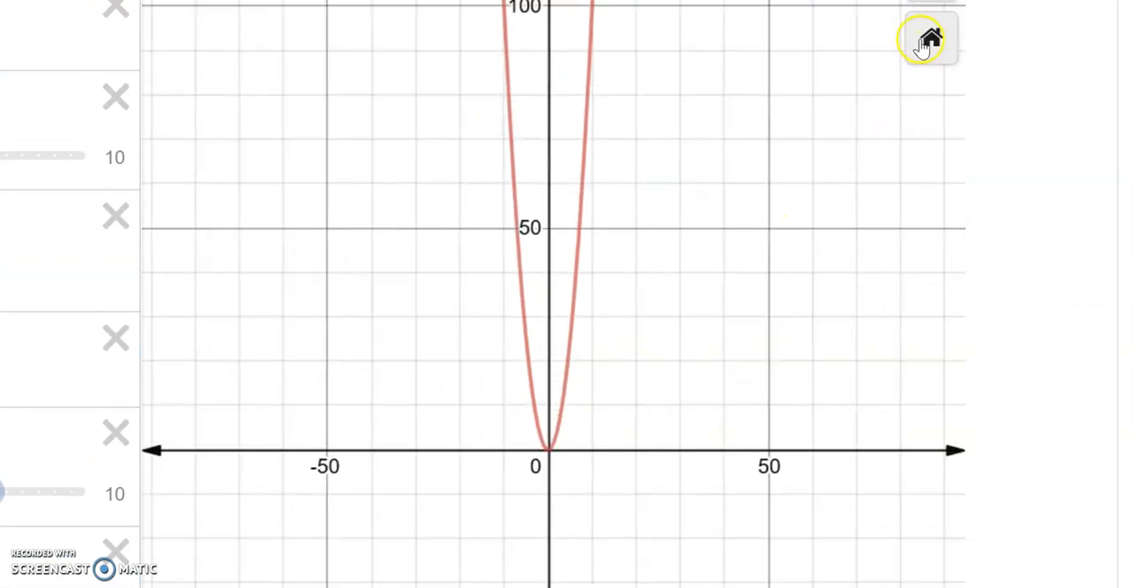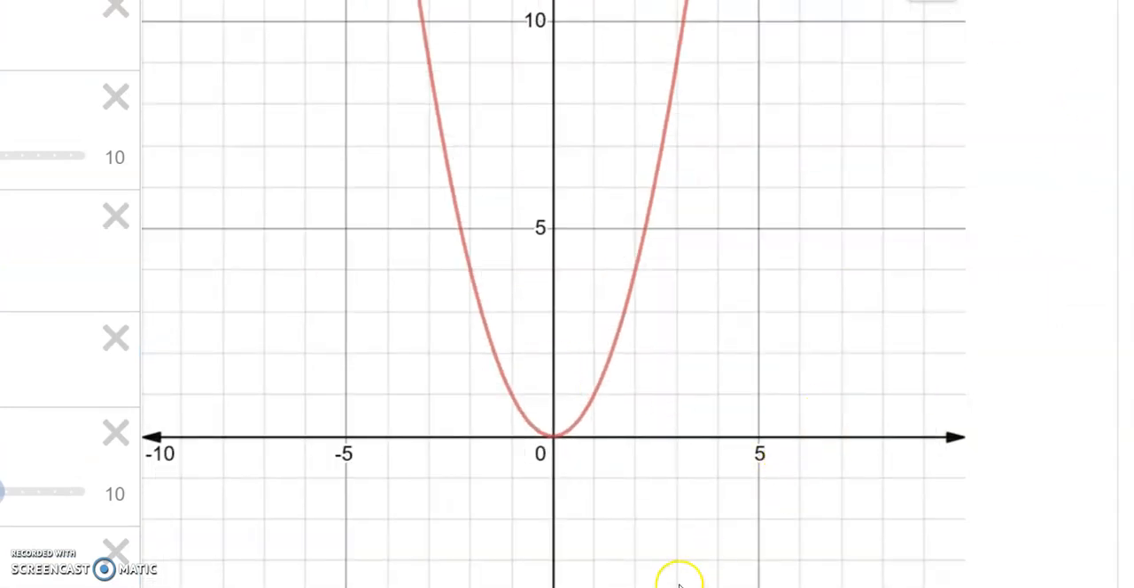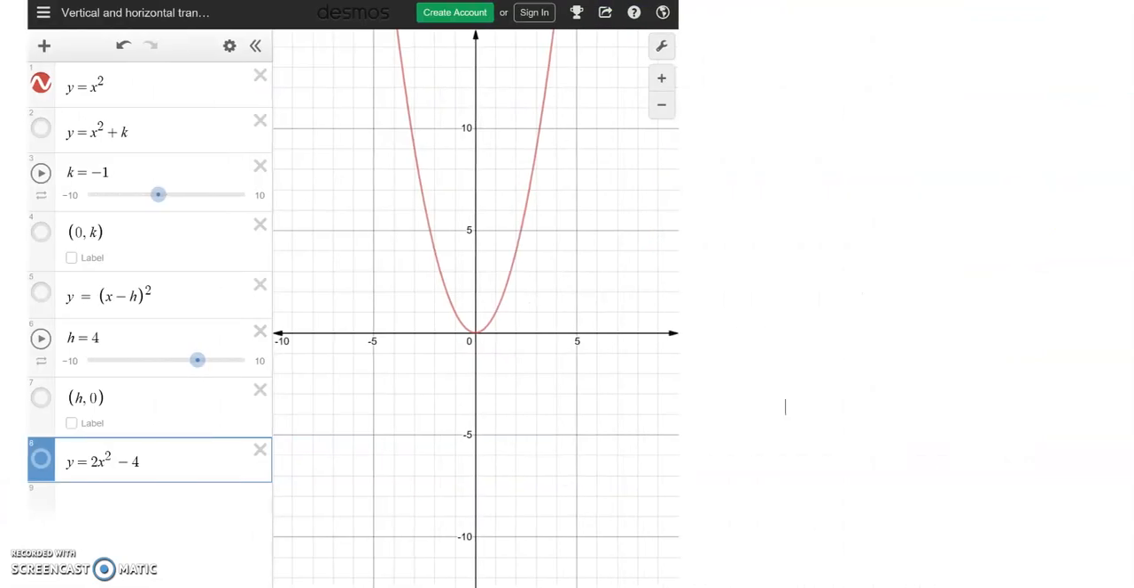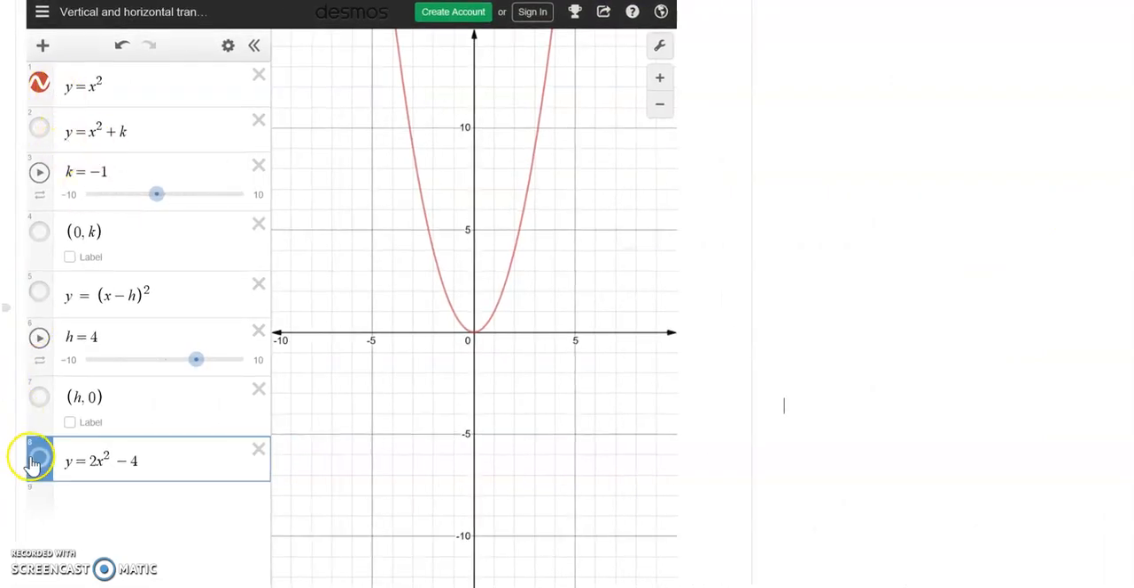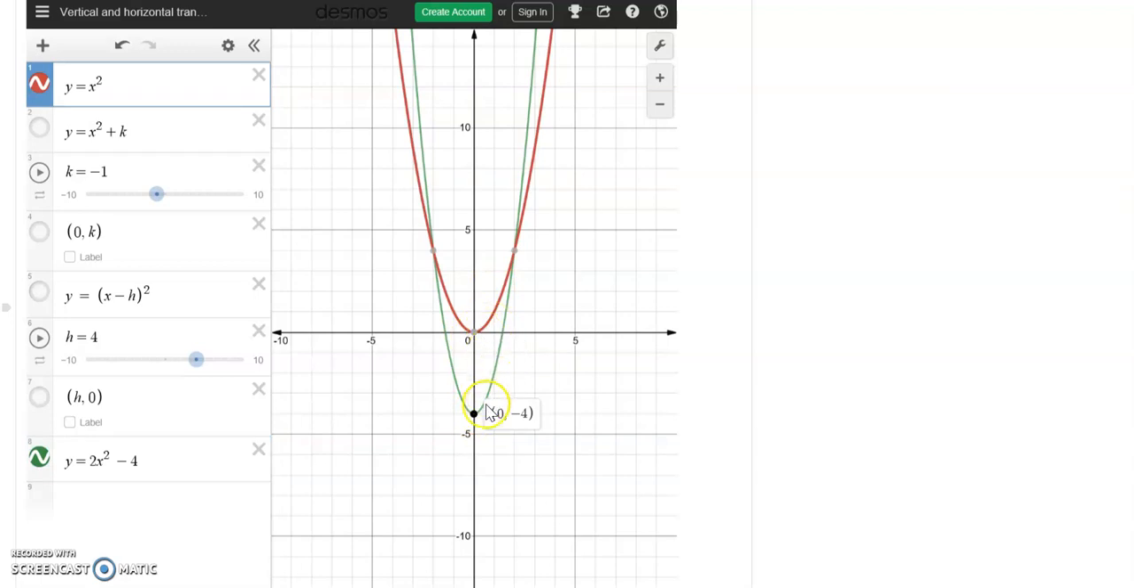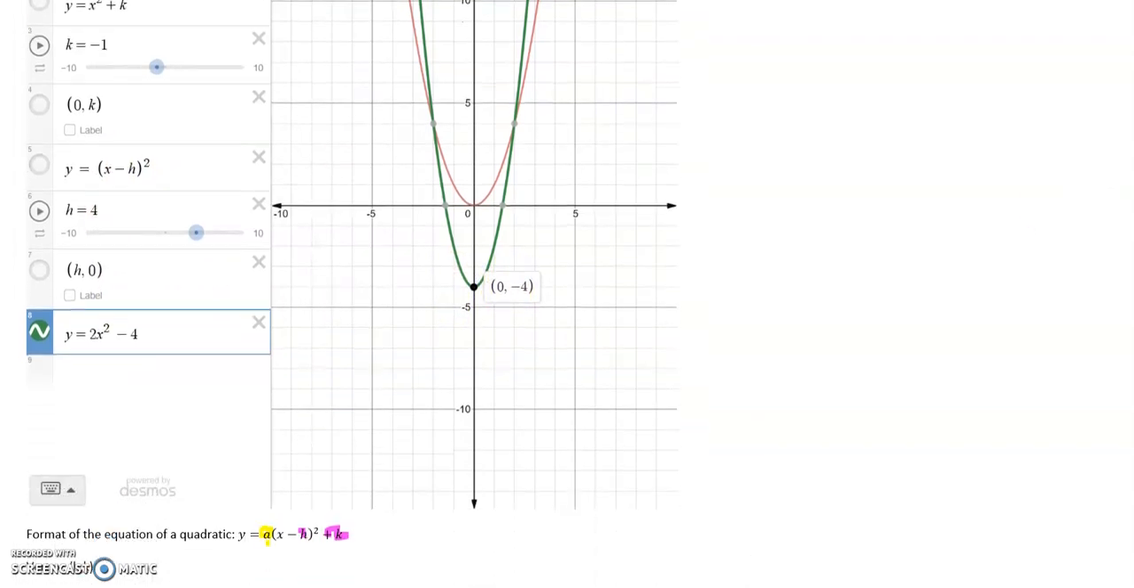we can see that we have, I'm going to turn that one on and it's green. You notice that our vertex has moved down to 0, negative 4 from that original 0, 0. Now we haven't talked about what that 2 in front is going to do, but because it's not being added or subtracted, it will not affect our vertex. So we notice that our vertex is just being changed by those numbers that are being added or subtracted.